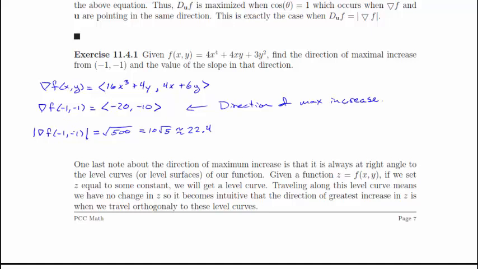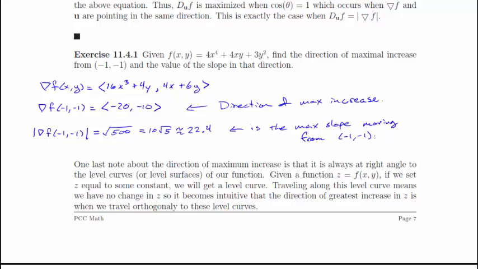So the magnitude of this gradient, the magnitude of the gradient of f of -1 comma -1, equals the square root of 500 equals 10 root 5, which is approximately 22.4. This is the max slope moving from the point -1, -1.